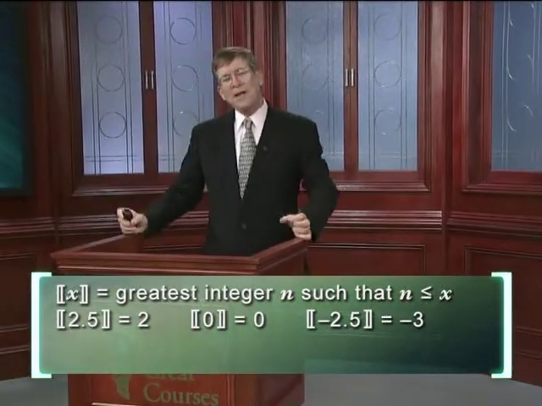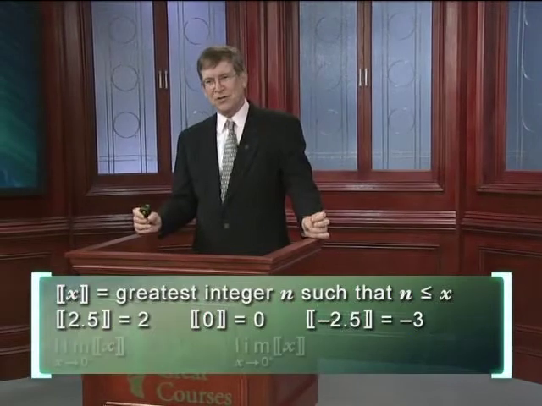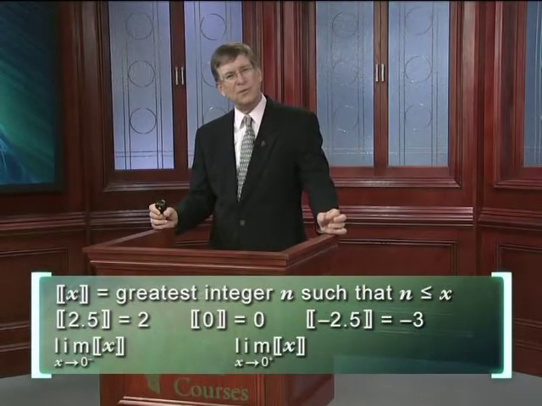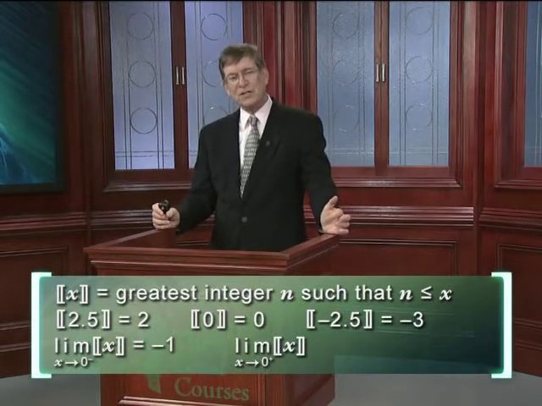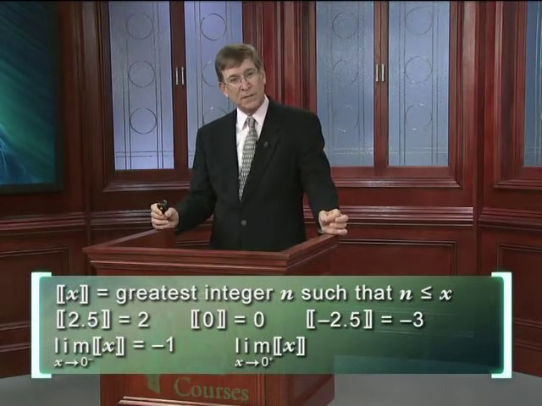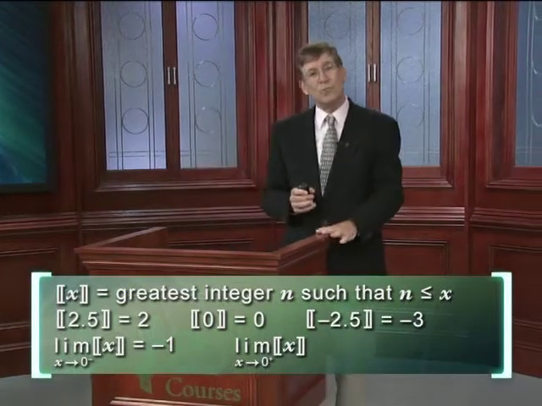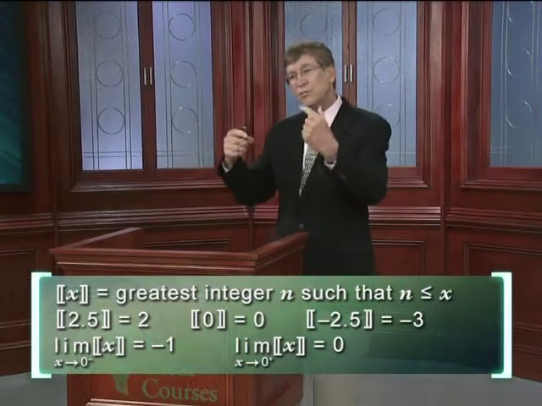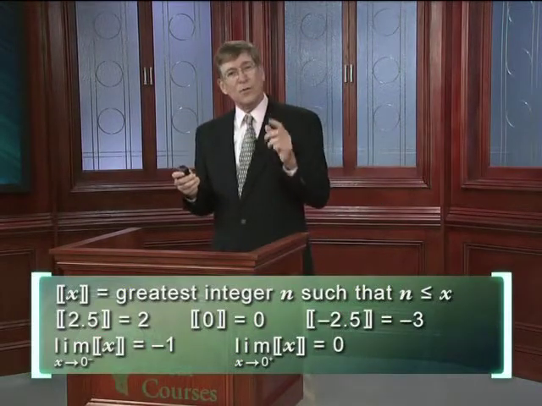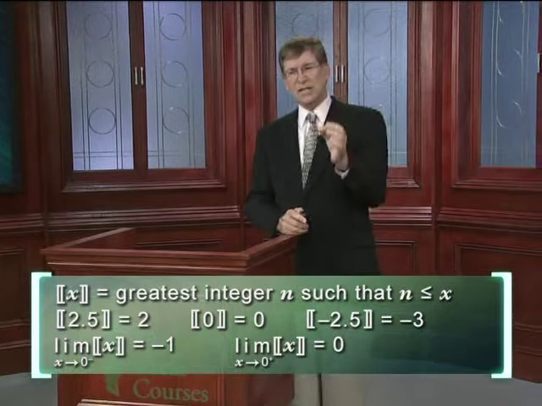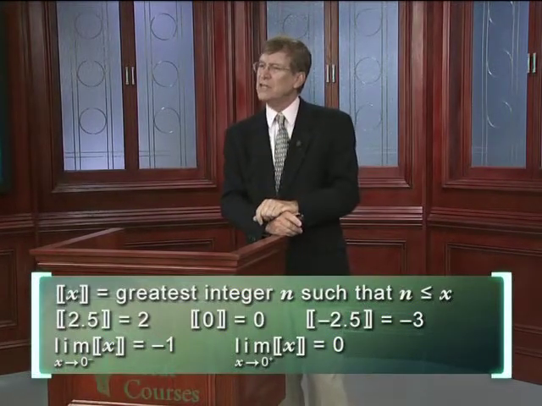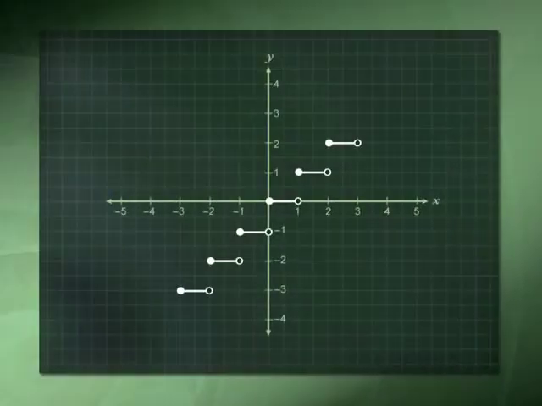Now, what happens here with the limits of this function as, say, we approach 0 from both sides? As I approach 0 from the left, the greatest integer of x will be minus 1. But as I approach 0 from the right, the greatest integer will be 0. And we see this would be true for any integer value. So this function is not continuous at integer values. It does have one-sided limits there. Here's a picture of the greatest integer function.